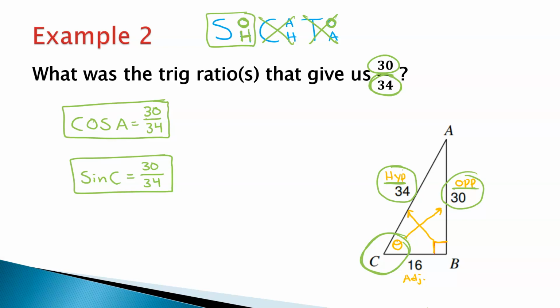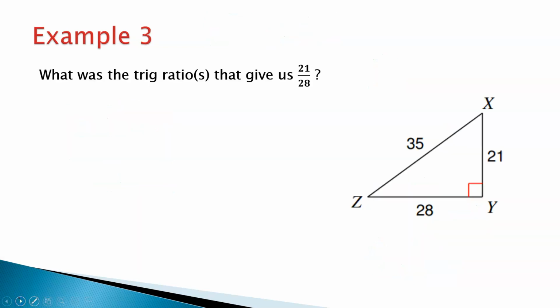Sometimes you'll only get one. Sometimes you get 2. That's why you always want to test at least both angles. Put yourself at angle A, put yourself at angle C, and test it both times. All right, let's move on and try example number 3. If you want to try it on your own, pause the video here, and when you're ready, go ahead and hit play to find out the solution.